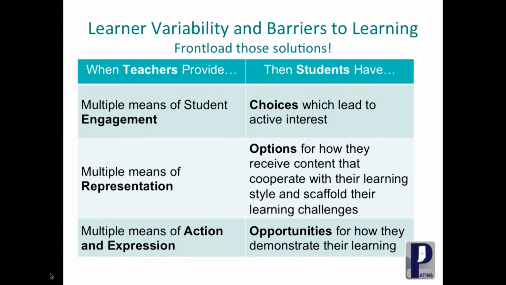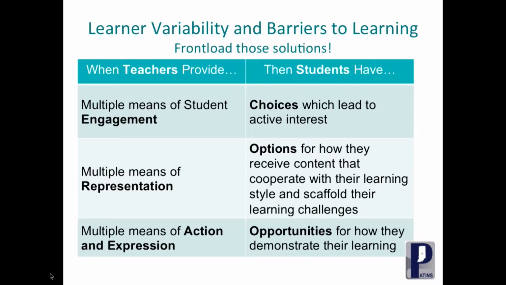This is a great opportunity to say this: when you hear someone say the student can't because, say, okay, let's talk about those barriers. In the case of universal design for learning, when teachers provide multiple means of student engagement, that means students have choices, and that can lead to active interest. When teachers provide multiple means of representation, students have options for how they receive the content, and their style can be adjusted. And then multiple means of action and expression are the opportunities for how students can demonstrate learning.